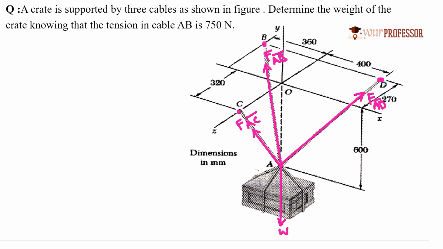So we have considered equilibrium of point A, and we have represented the forces. And the tension along cable AB is given. That is 750 newtons. If we want to solve this problem, first we need to find the coordinates of A, B, C and D. If you want to find the coordinates, first you need to locate the origin, and from the origin you need to travel to that particular point in order to find the coordinates.